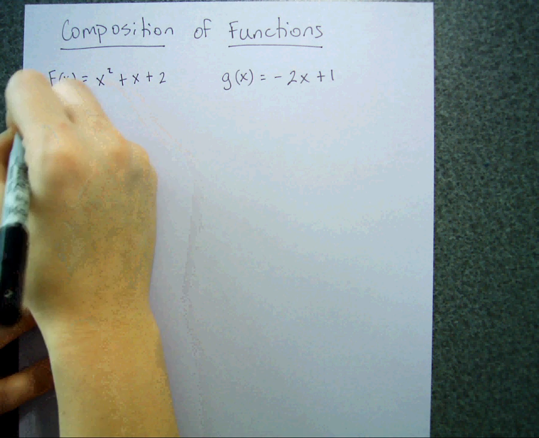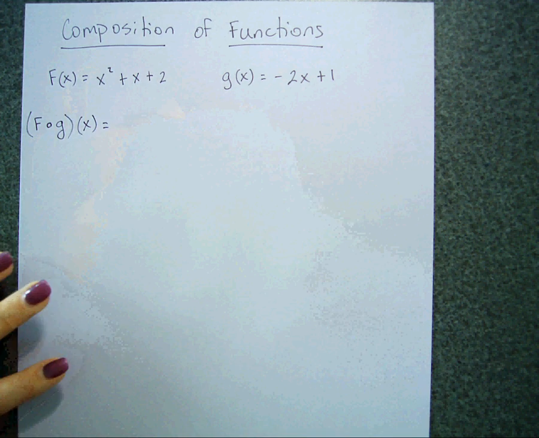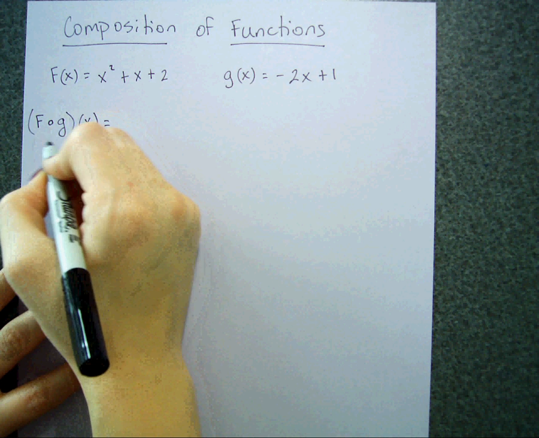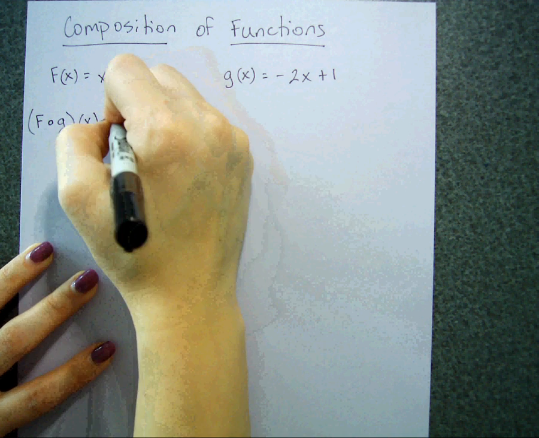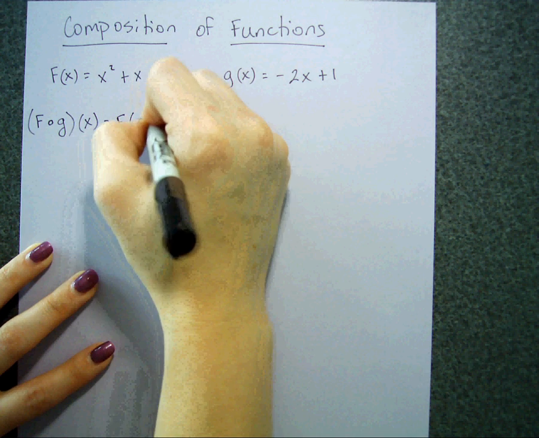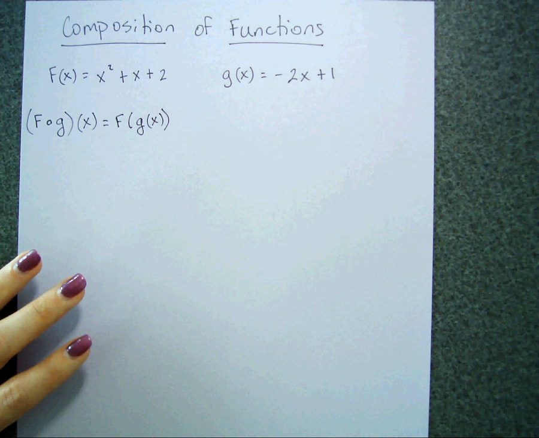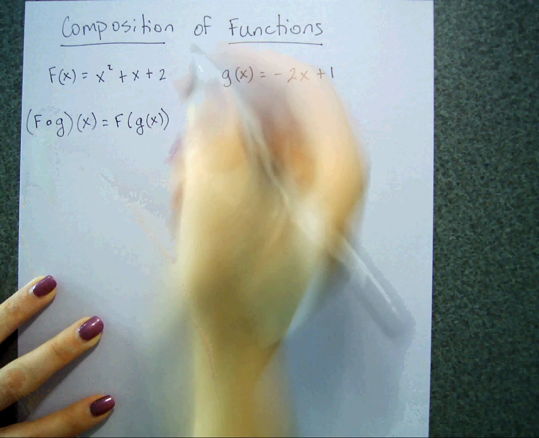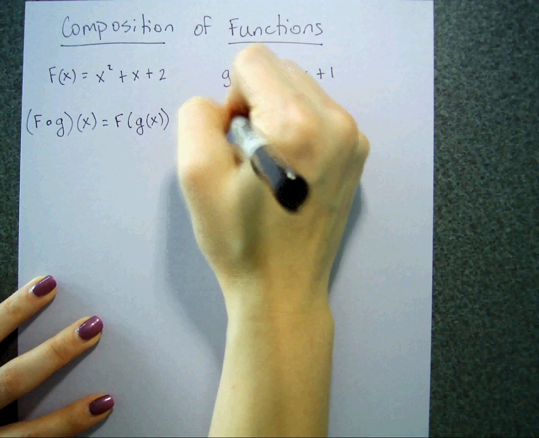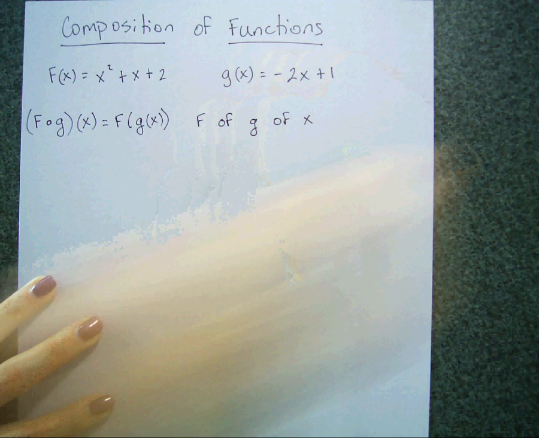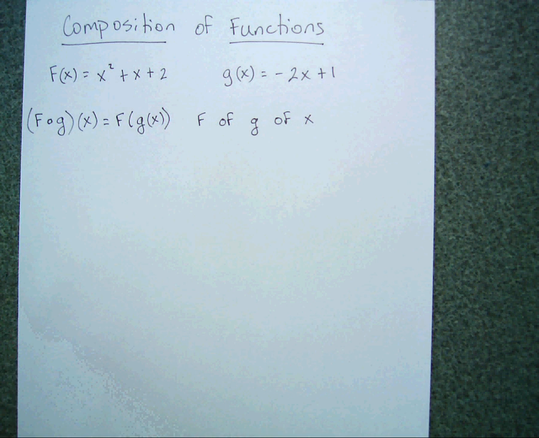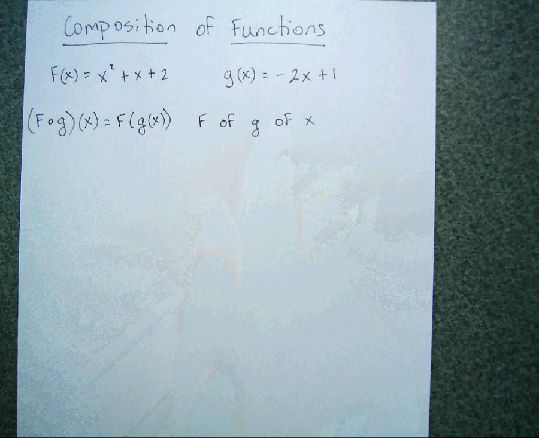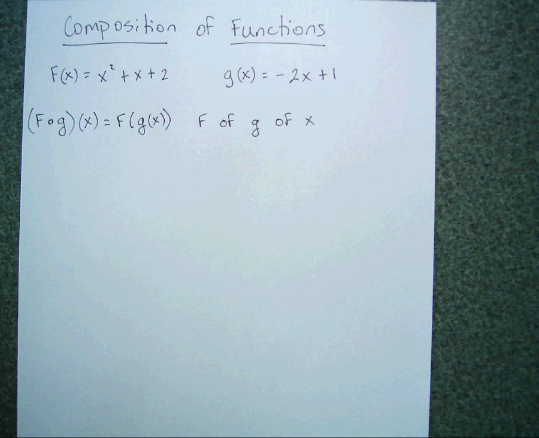So f of g of x means I am literally going to take g and plug it into the x of f. I'm going to take f, and I'm plugging g in x's spot. The way this is read, in this order, I have f first. So this is f of g of x. And when it is in this order, because with composition of functions, the order does matter. You will get a different answer depending on the order you do this.